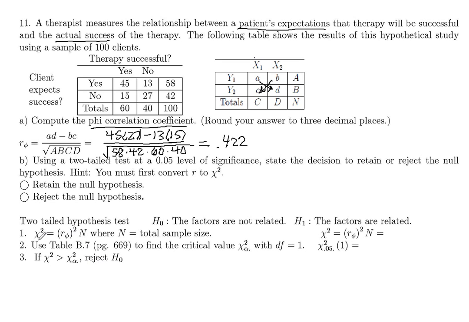We have to compute this quantity, chi-squared. I know that looks like an X, but it's the Greek letter chi, which you get by taking your phi correlation coefficient, squaring it, and multiplying it by the grand total. This is step 1. Our chi-squared is going to be r sub phi squared times the grand total. So we take that 0.422 and square it, and multiply it by the grand total of 100. If you do that, you will get 17.81.